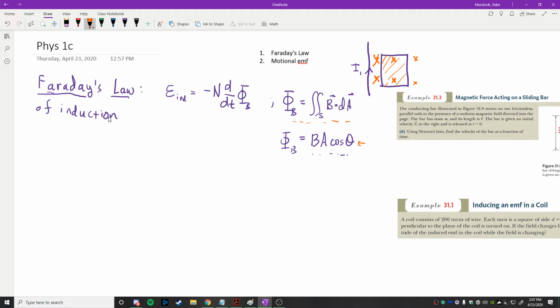Now, what the induction law tells us is that any time either the magnetic field, the area, or the angle between the area and the magnetic field change, you're going to get what's called induction. And we looked at a couple examples of that.